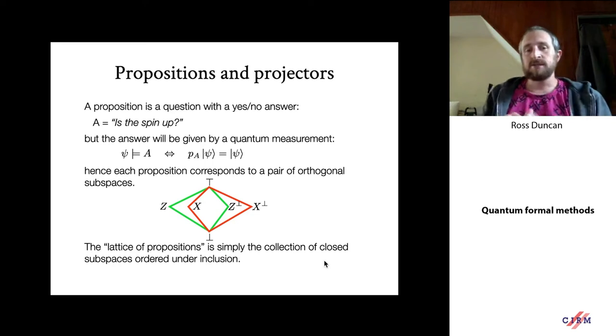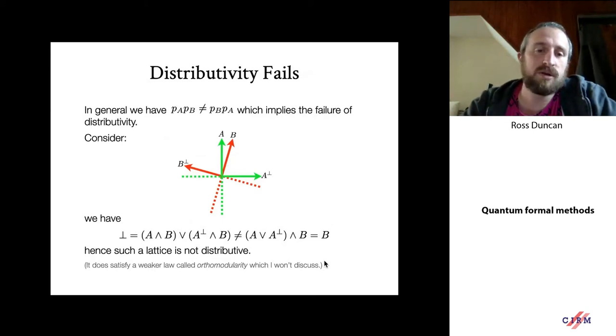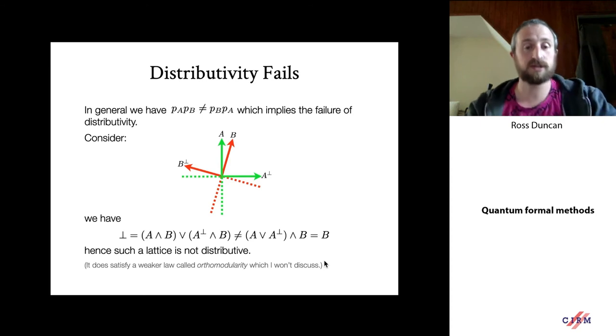And as a lattice, I mean, many logics are formalized as lattices. As a lattice, this is kind of weird because projectors don't commute in general. And that means that the lattice is not distributive. So if you look at this example, if my propositions are A and B, then if I take the intersection of A and B and the intersection of not A and B, and I take the union of those two things, then the only point that I get is the zero point. However, if I use my distributive law and pull the B out to the right-hand side, then the union of A and A perp is the whole space, intersected with B is just B. So the distributive law fails, and this is not very nice logic.